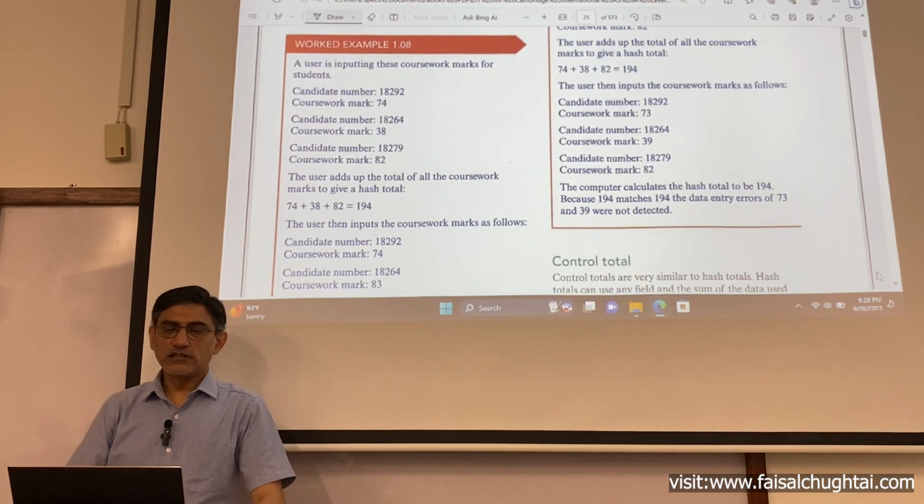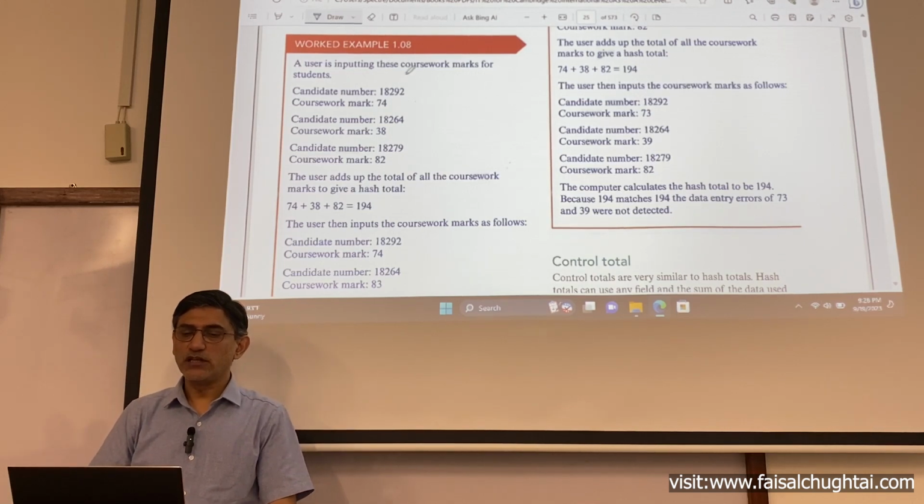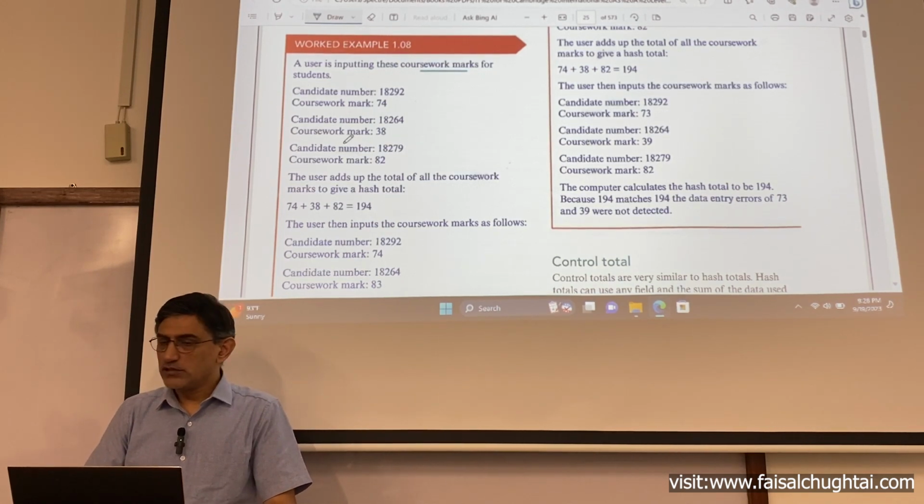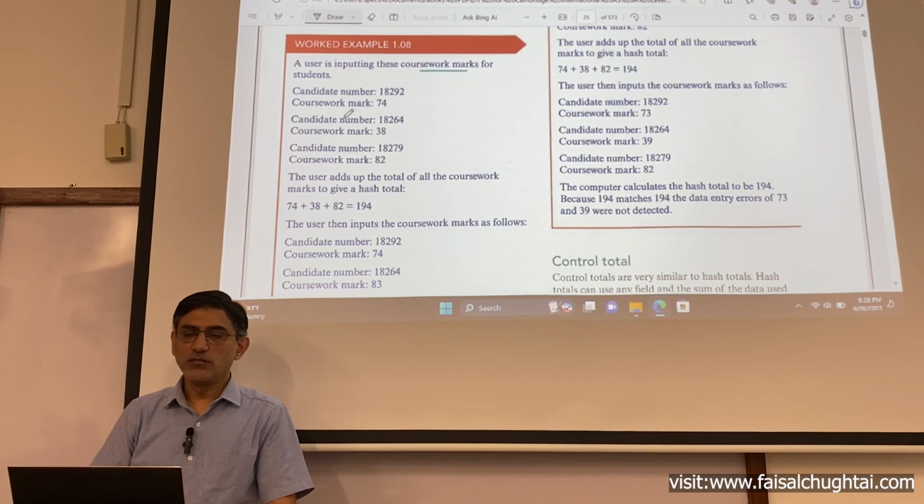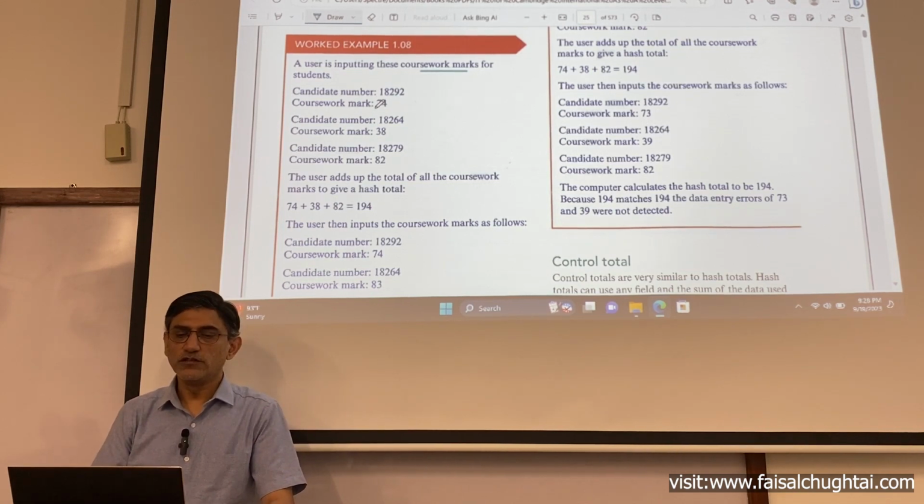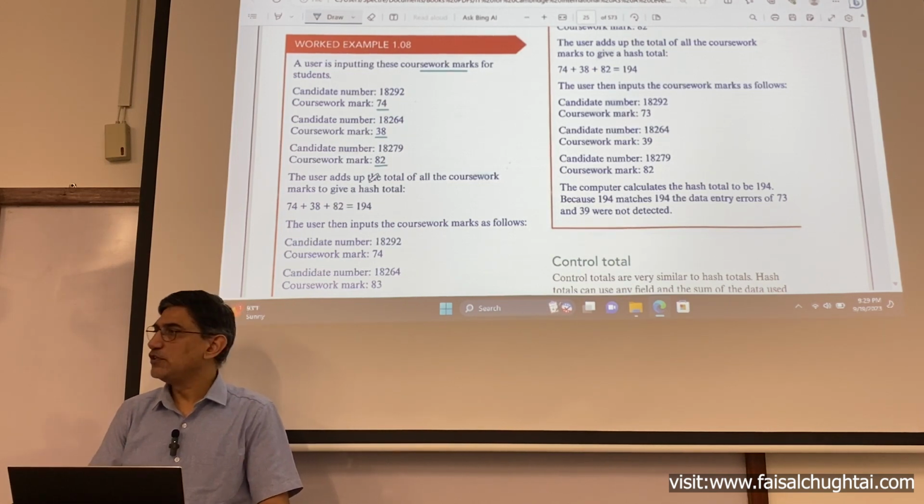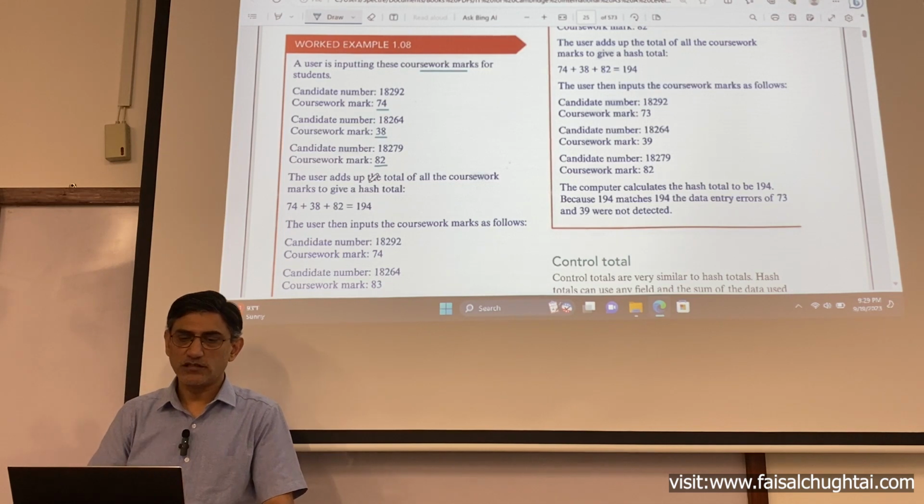Okay, say for instance, a user is inputting these coursework marks for students. There are three students. Every student has a candidate number and of course the coursework mark. So for one of the students, the coursework mark is 74. For another student, the coursework mark is 38. And for the third one, it is 82. Now what will the user do? The user will take up all these marks and will add up these marks. So when you add up these marks, the total comes down to 194.